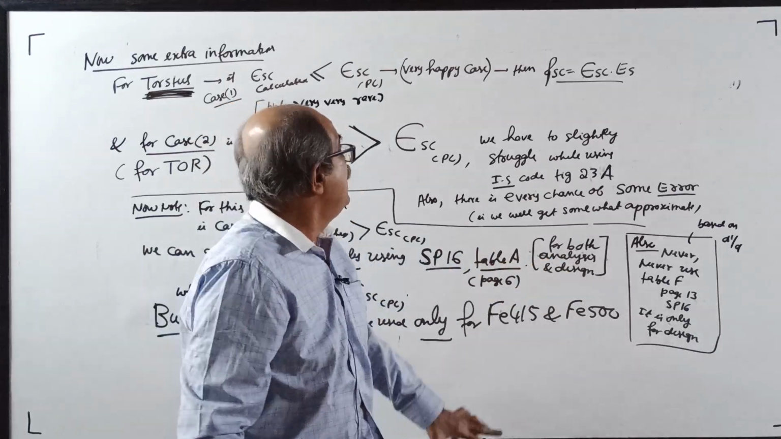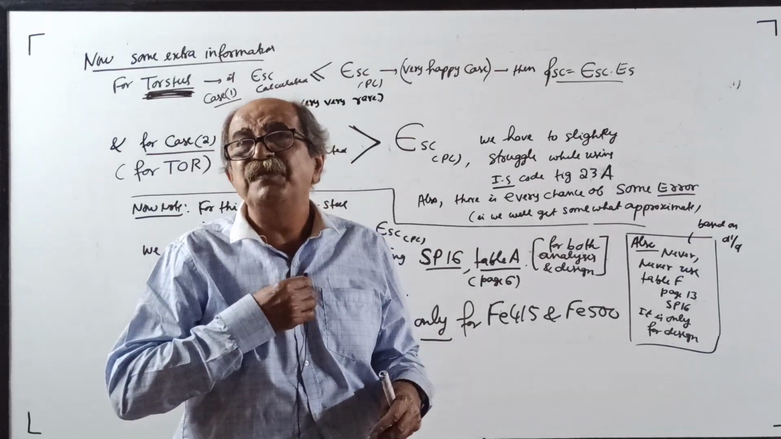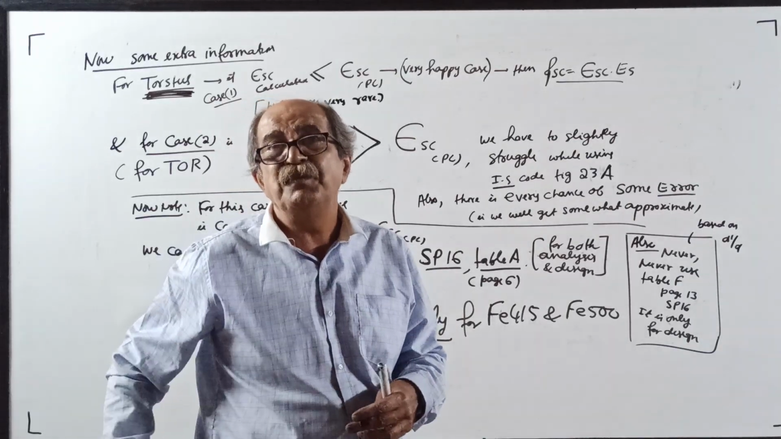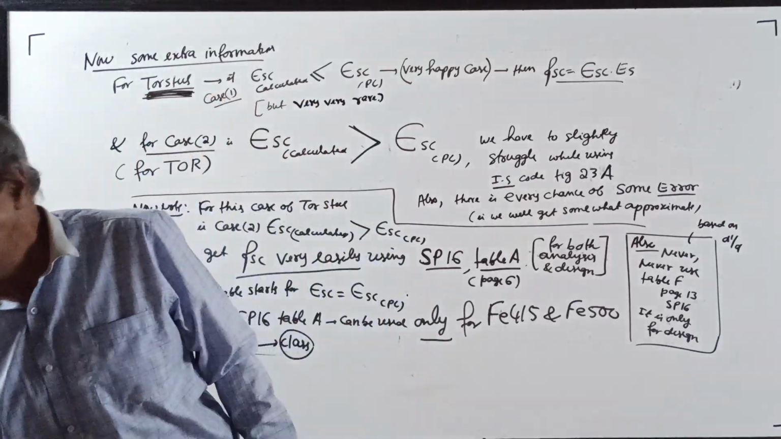Okay. I have made everything clear. It will be 100% clear when I take up the next class. That is a numerical example. I will take 4 cases. Mild steel 2 cases and Tor steel 2 cases.